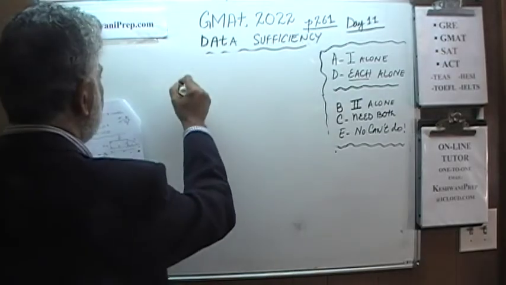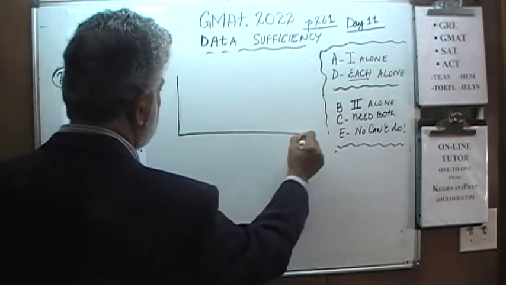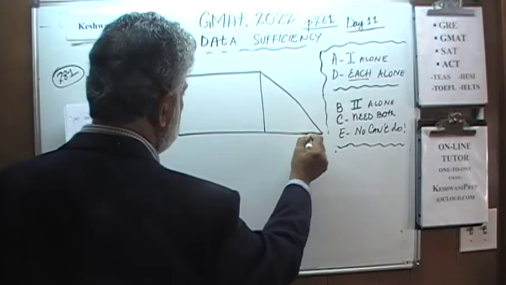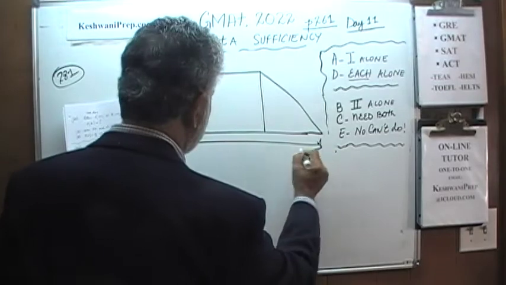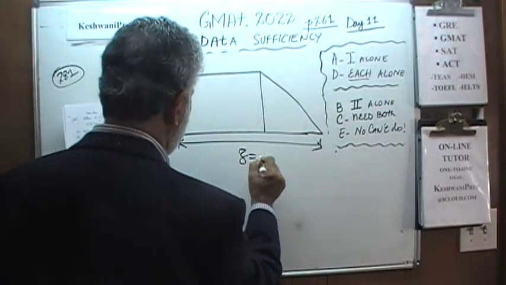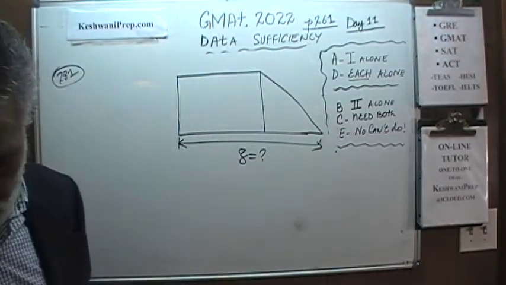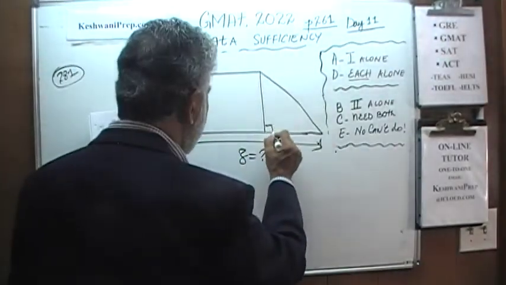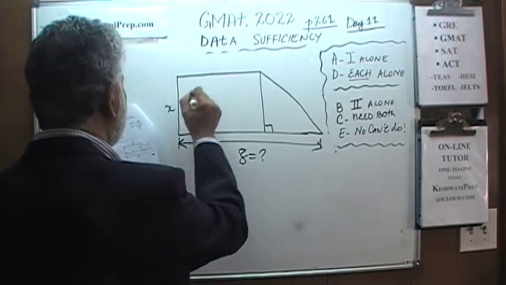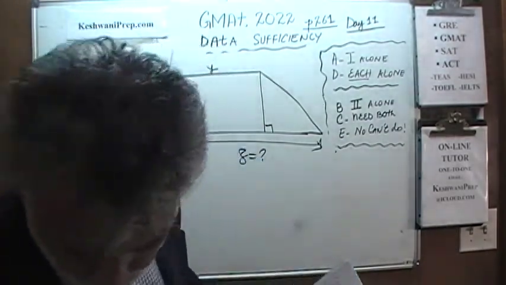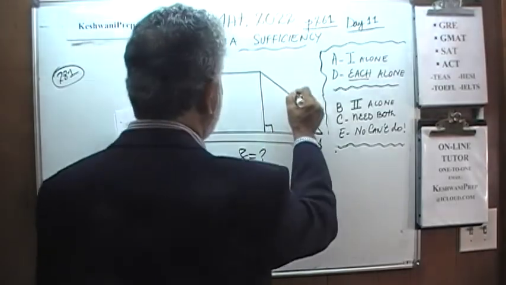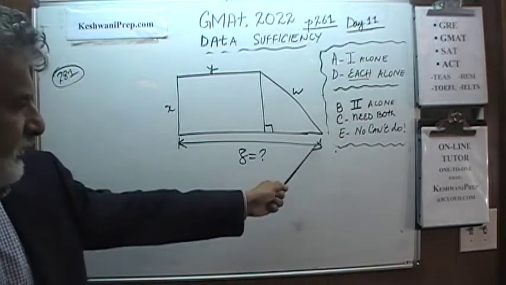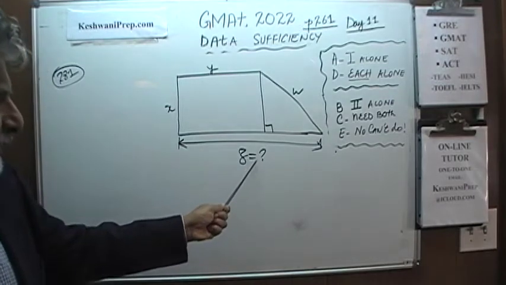In 281, they give us this picture. And they tell us that this distance is Z, and our job is to figure out what Z is. We are also told that this is a right angle, which is a very important piece of information. We are told that this is X, this is Y, and this is W. So this is all we have. We want to find out what this distance is from here to here, which is what they're calling Z. This is the right angle.